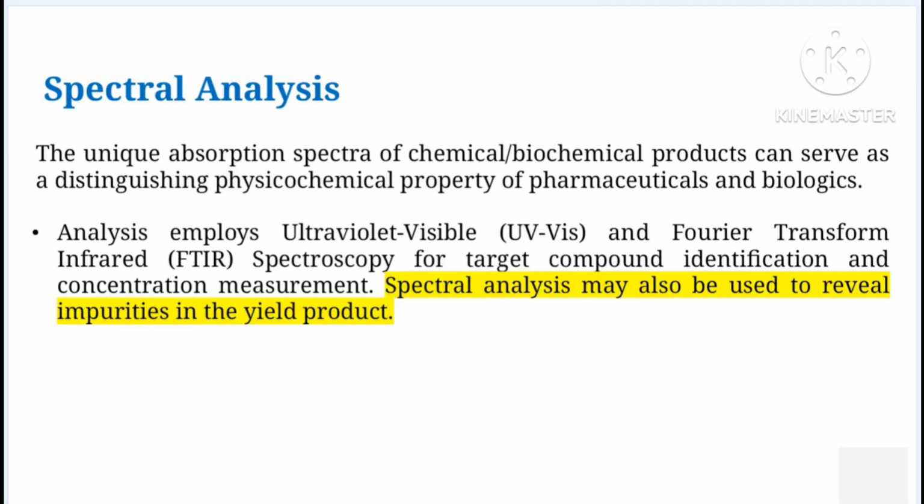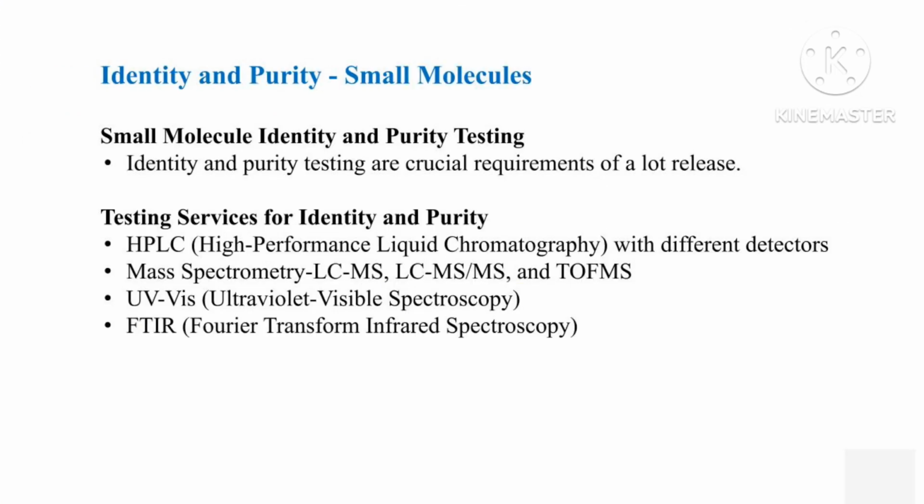Spectral analysis. The unique absorption spectra of chemical or biochemical products can serve as a distinguishing physiochemical property of pharmaceuticals and biologics. Analysis employs ultraviolet visible and Fourier transform infrared spectroscopy for target compound identification and concentration measurement. Spectral analysis may also be used to reveal impurities in the yield product.